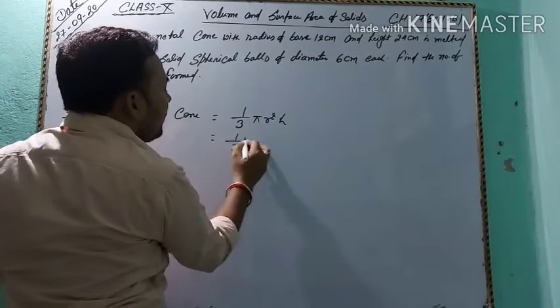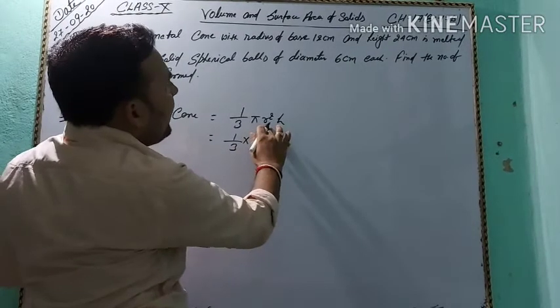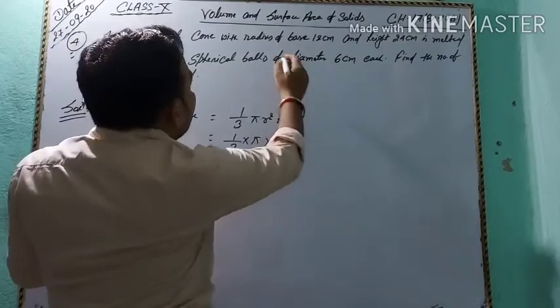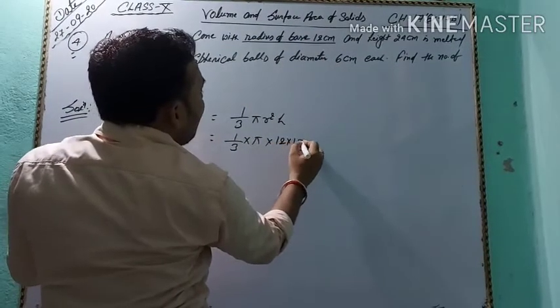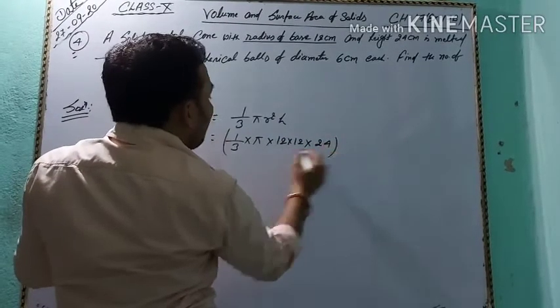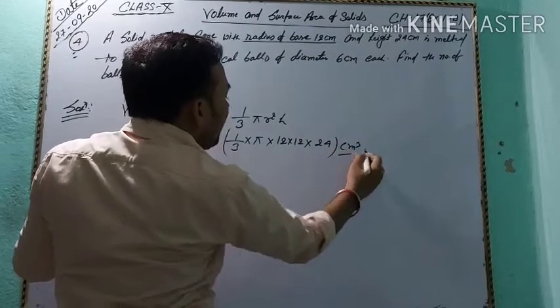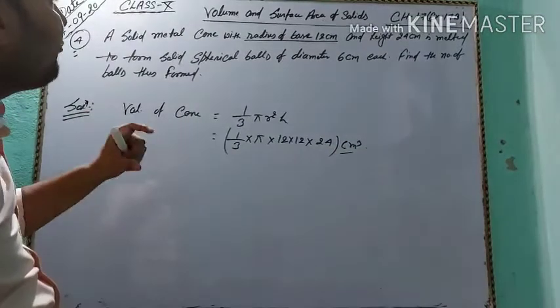So 1/3 into pi r square. R is 12 centimeter, because the radius of the base is 12 centimeter. So 12 multiply 12 and the height is 24 centimeter, that is 24 cubic centimeter. This is the volume of the cone.